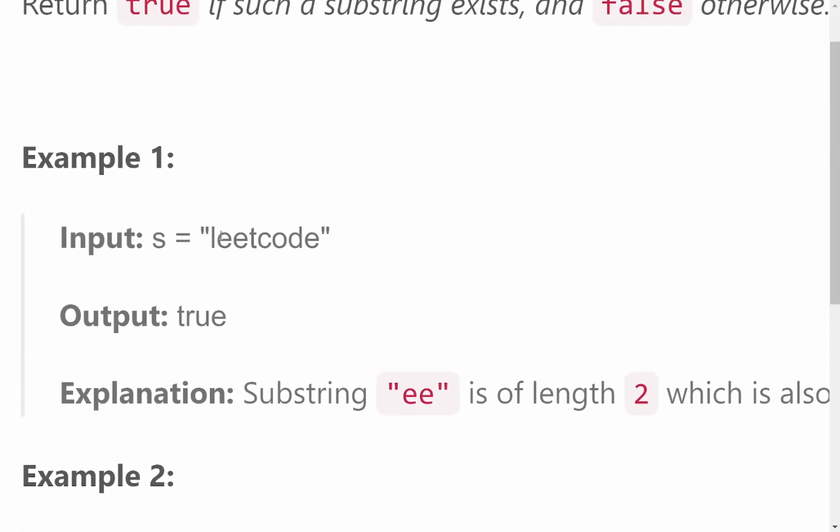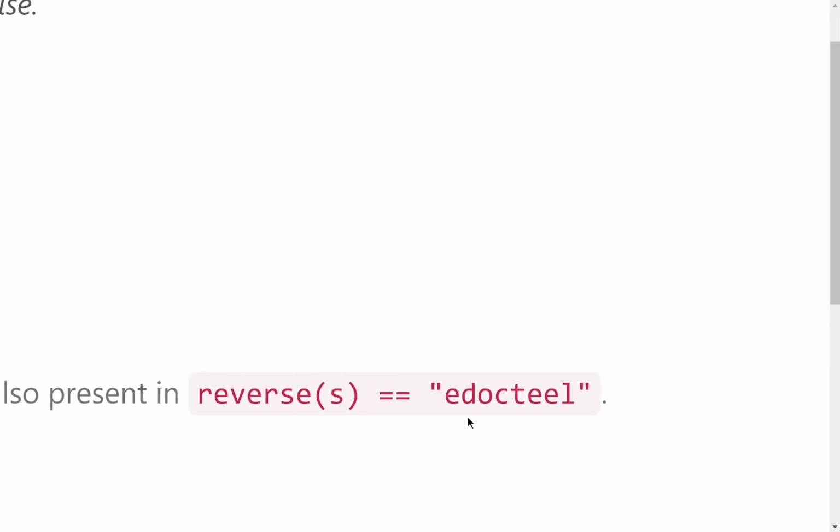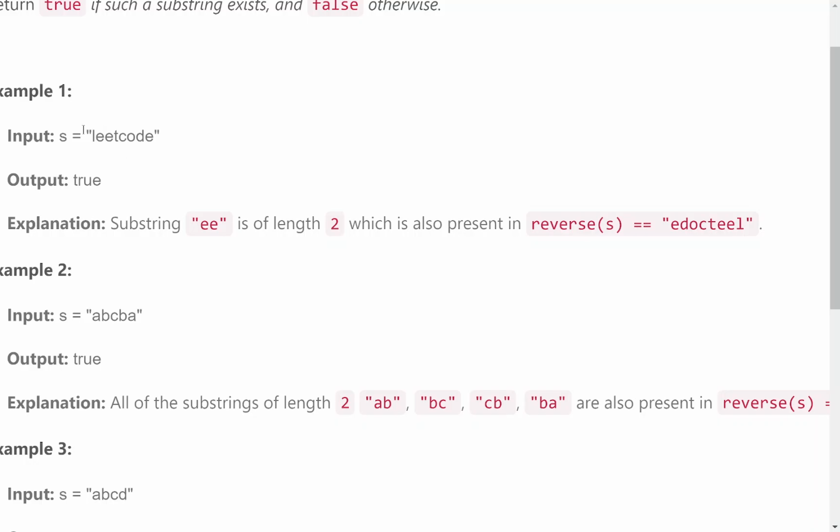In the given example, leetcode, there is a substring EE which is coming up in leetcode and its reverse as well. The reverse of leetcode is EDOCTEEL. Here as well, EE is coming. So we just have to tell whether there is such a substring in the given string or not. We have to return true or false on the basis of that. For leetcode, we return true because we found a substring.